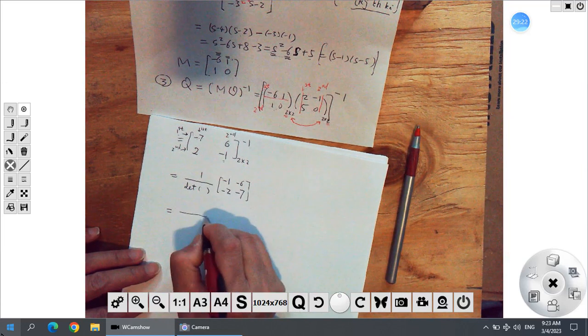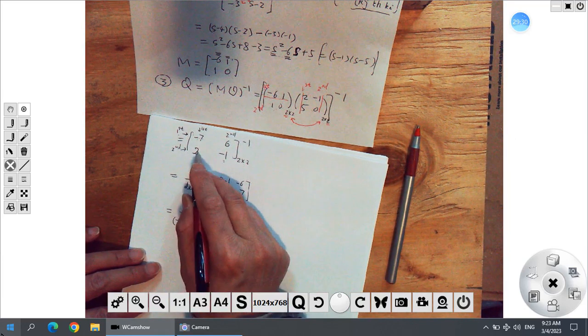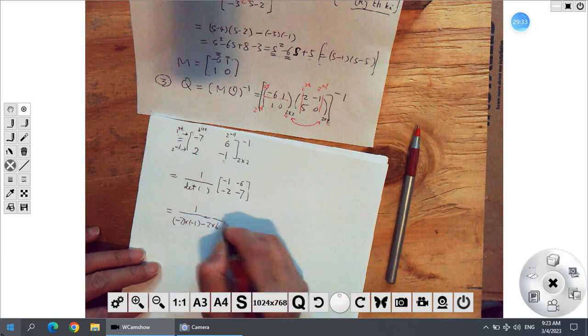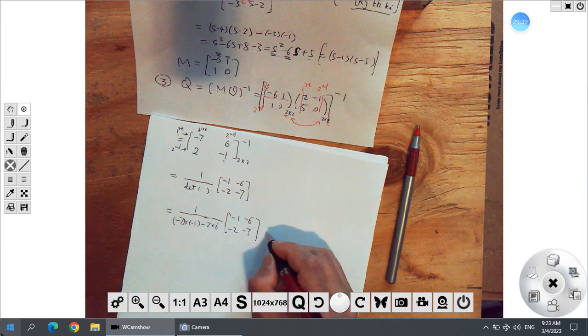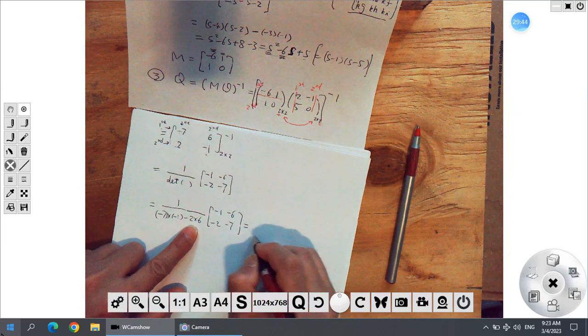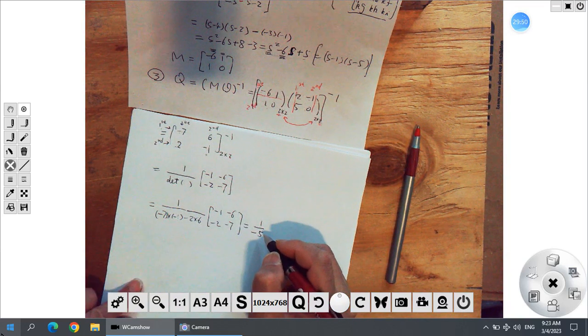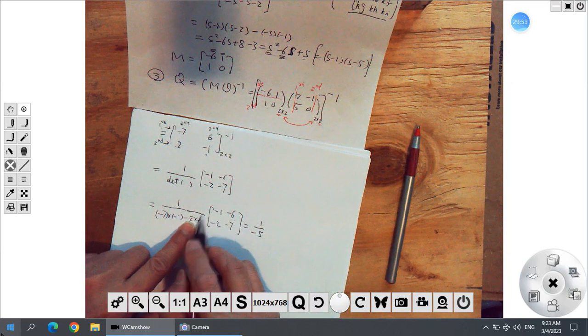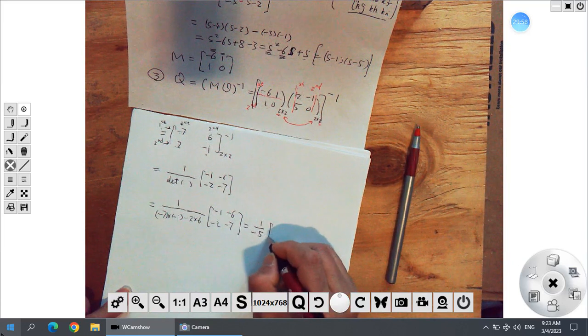So it is 1 over -7 times -1 and minus 2 times 6. Okay, here's a -1, -6, -2, -7. This will give us, okay, this is 7 minus 12. I get a -5. 1 over -5. Okay. Actually, here's a -2 times -6, but the negatives cancel. So I just put 2, 6, and inside is -1, -6, -2, -7.